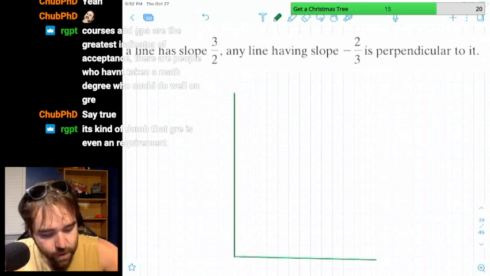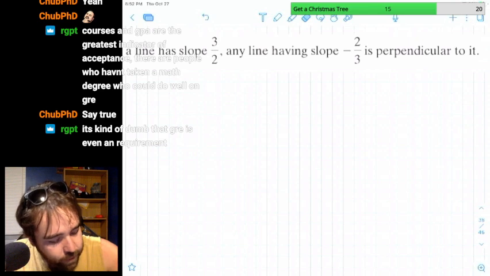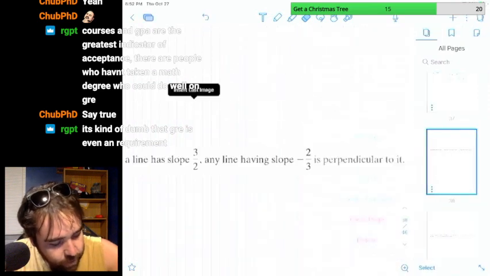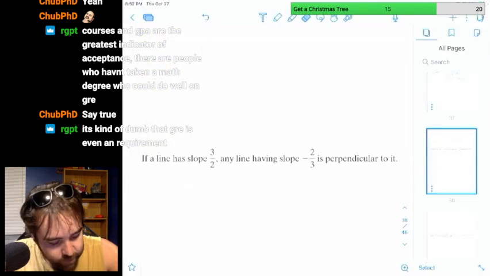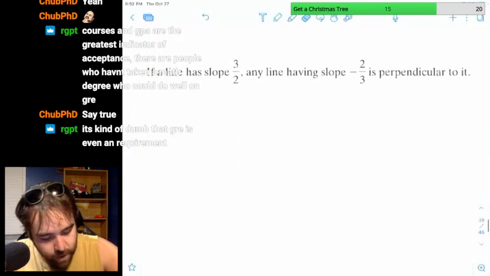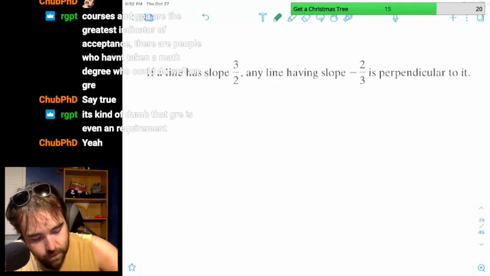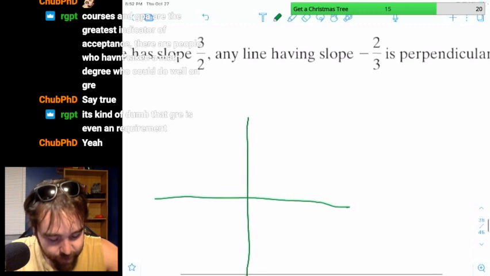So let's do this. We actually don't want graph paper. If we're going to prove that, we want to get rid of the graph paper. So let's make a paper blank. Because here's what we're going to do. Alright, I'm going to do this in depth, probably far more in depth than it needs to be.